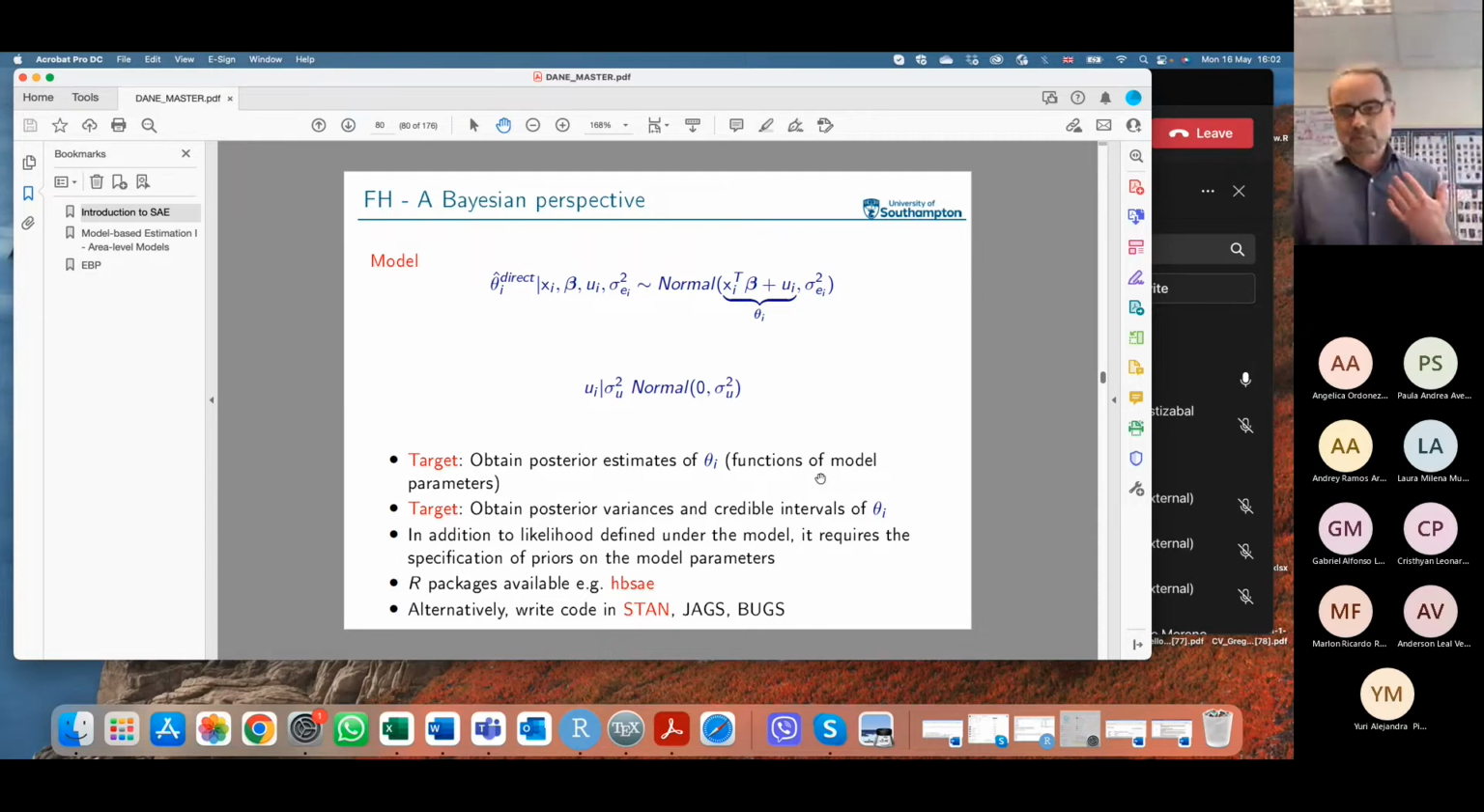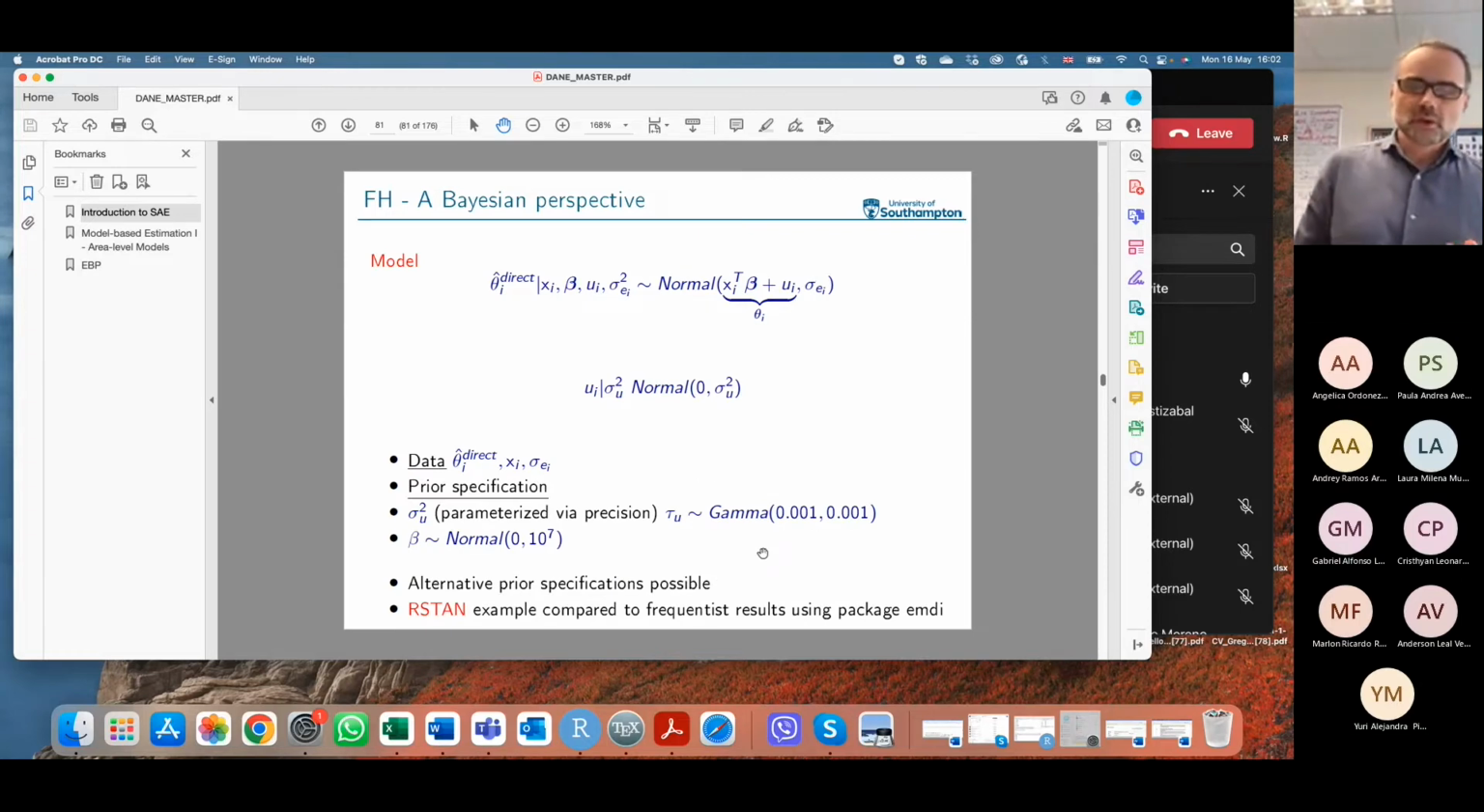And in R, you have small area packages that automatically implement Bayesian estimation. For example, I mentioned the HB SAE package. Alternatively, if you're familiar with writing code in Stan or in JAGS or in BUGS, you will see that R has an interface with these programming languages, and you can program your model in your own way using, for example, Stan. And in the applications that I'm going to show a bit later, we have programmed the Fay-Herriot model in Stan. We use RStan to estimate the model, and then we're going to illustrate the model and compare the Bayesian results to the frequentist results, the frequentist fitting of the Fay-Herriot model.